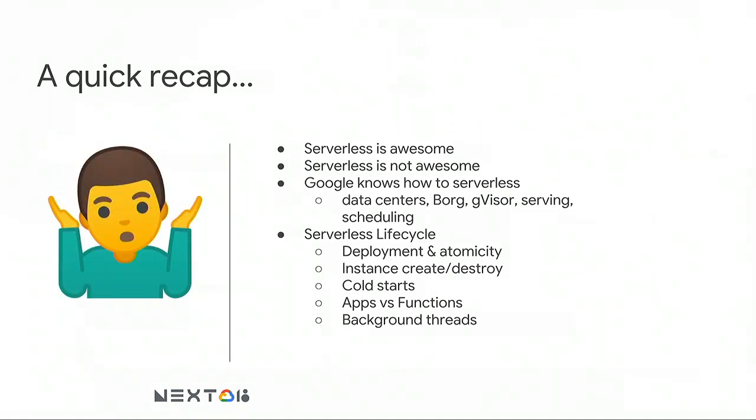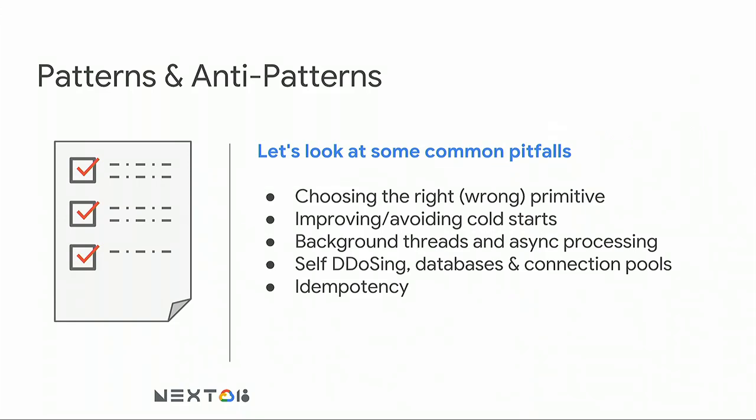Okay, but what do I do with all of this amazing information that I've just been told? There's some sort of patterns and anti-patterns that I want to talk about. So let's look at some common pitfalls that people fall into. Number one, are we choosing the right primitive? Are we trying to jam an entire Java Spring application into a function? And is that the right thing to do?